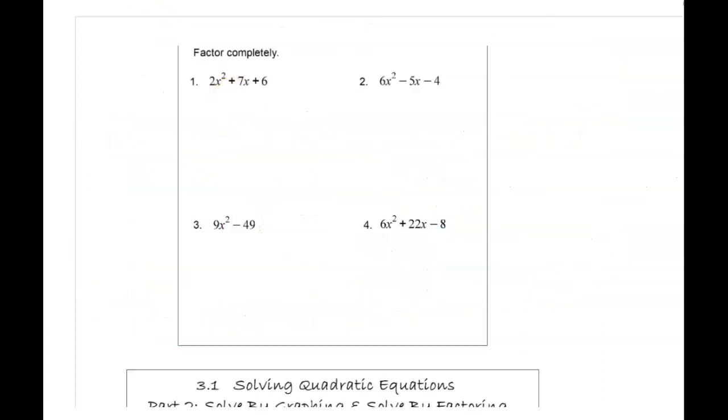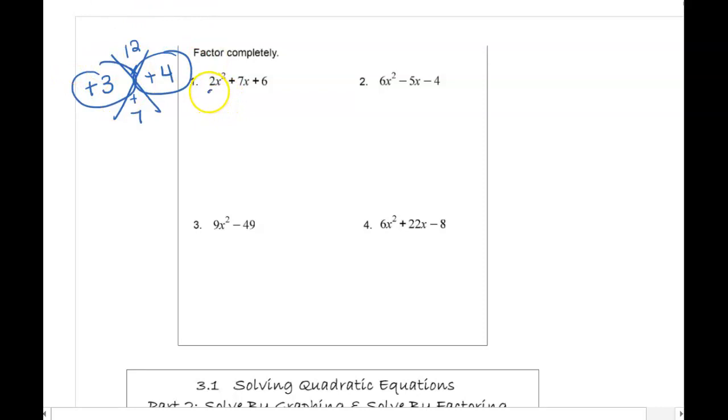All right, let's look at number 1 here. Now my a value is at 1, but if you factor the way I just showed you, it doesn't matter. You do it the same way. I still want two numbers that multiply to a times c. So multiply to 2 times 6, which is 12, and they add to 7. Well, you should be easily able to see that that's plus 3 and plus 4.